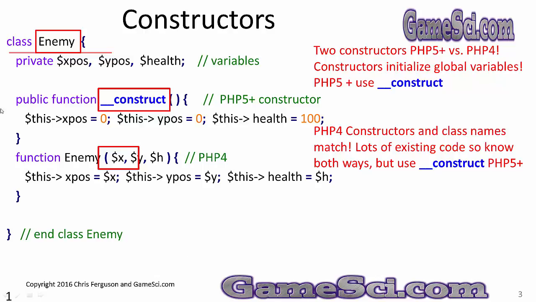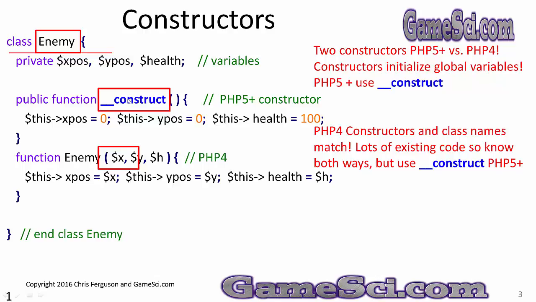This is the same constructor from the last time, so it's not much different. There's not a lot to go over here. You can see that it's saying this object's x position equals 0, this object's y position equals 0. What if you're not programming in PHP 5? Or you're working on some code that was written before PHP 5 came out? In PHP 4, constructors and class names match. There's a lot of existing code out there that was written before PHP 5. It's very important to know both ways to do it.